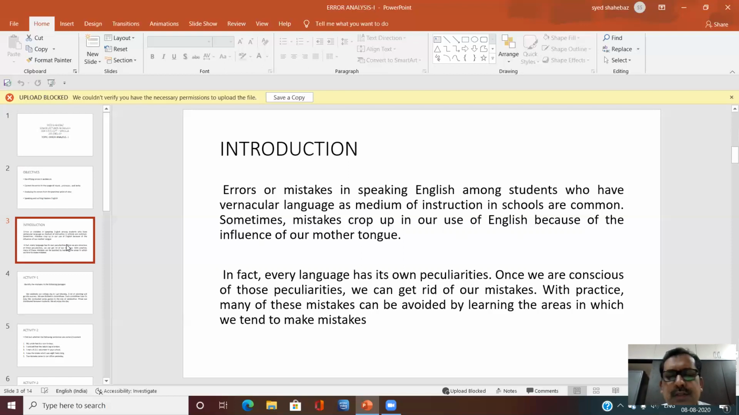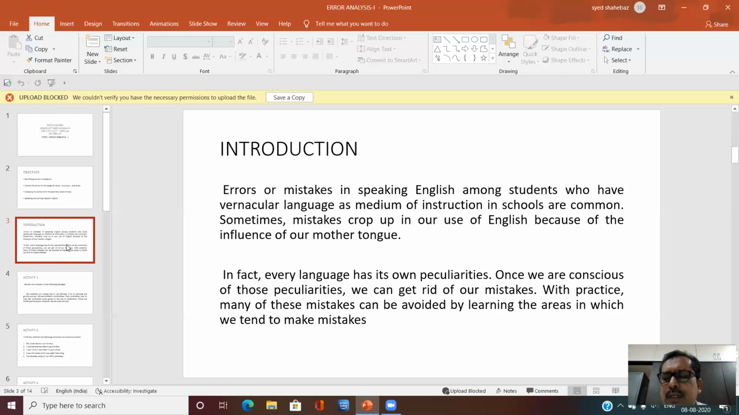When we are conscious of these peculiarities, we can get rid of mistakes, errors in the language. With practice, many of these mistakes can be avoided by learning the areas in which we tend to make mistakes. So, though it is difficult, it is not impossible to overcome. With practice, we can overcome these mistakes. First, we have to identify the areas in which we make mistakes. So, this is the introduction part.